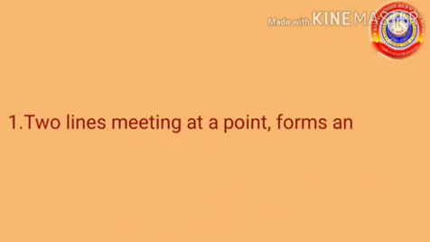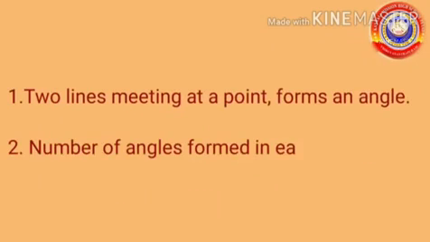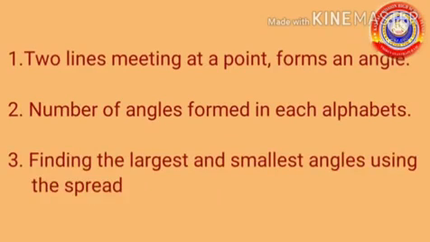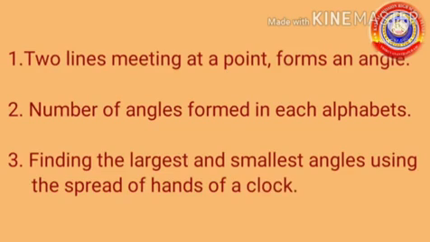In the previous class we learned about angles. What are the things we learned about angles? We learned that two lines meeting at a point forms an angle. Number of angles formed in each alphabet. Finding the largest and smallest angles using the spread of hands of a clock. Let's go to our today's session.